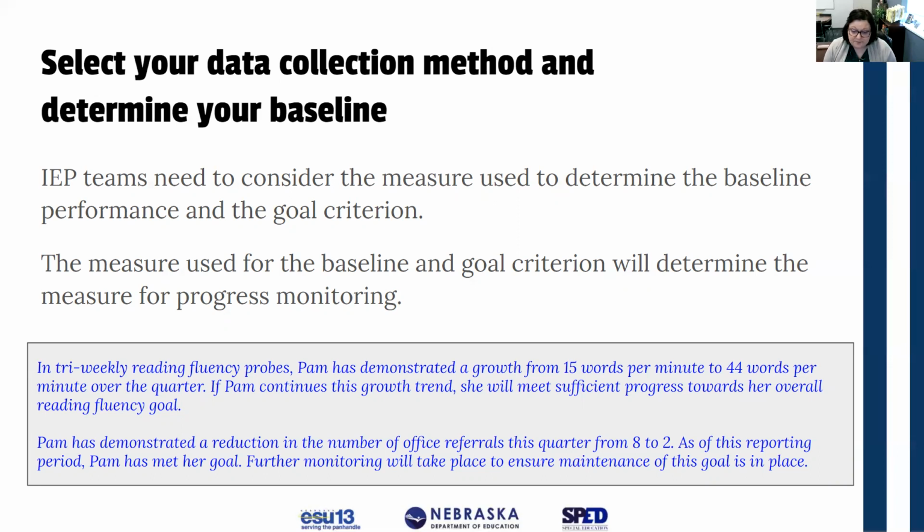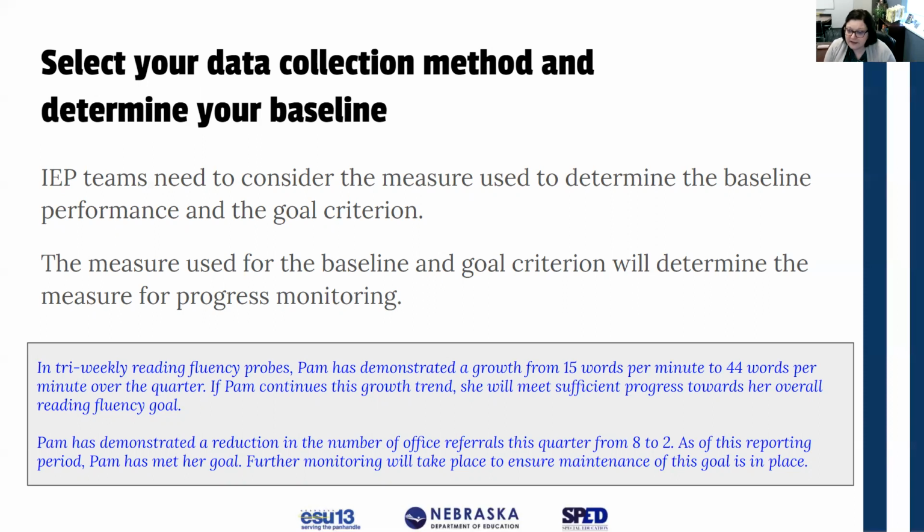One of the things we wanted to talk about is keeping that wording the same. So in the first example, I wanted to show you how we have that data collection method and talk about what we're doing over what time frame. In the first example, we have tri-weekly reading fluency probes. So right there, we've identified that tri-weekly reading fluency probes are how we got our information. Pam has demonstrated a growth from 15 words per minute to 44 words per minute over the quarter. So we have a time frame that we have collected this in, and we have data collection points that we have noted.